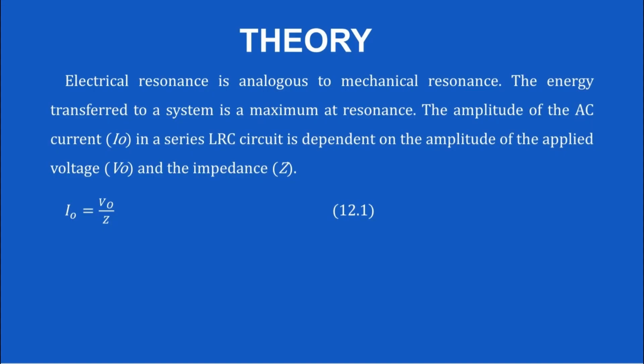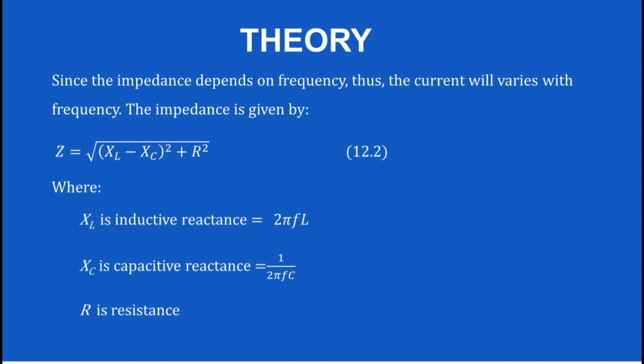Electrical resonance is analogous to mechanical resonance. The energy transferred to a system is a maximum at resonance. The amplitude of the AC current, I, in a series LRC circuit depends on the amplitude of the applied voltage, V, and the impedance, Z. Equation 12.1: I equals V divided by Z. Since the impedance depends on frequency, the current will vary with frequency.